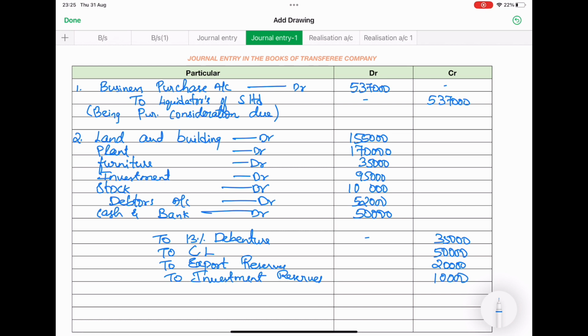Next, profit and loss account 50,000. Next, after all the liabilities, we also have to mention purchase consideration, because purchase consideration is due, friends, isn't it? So PC is also a liability for me, so to purchase consideration.